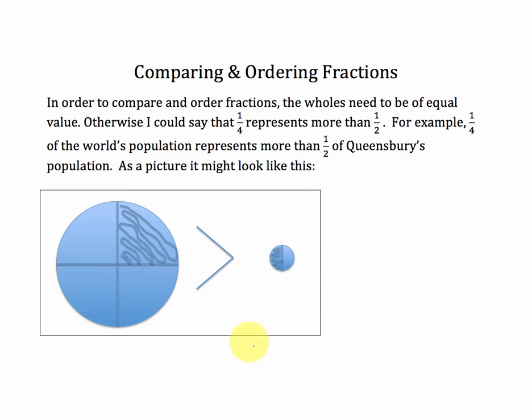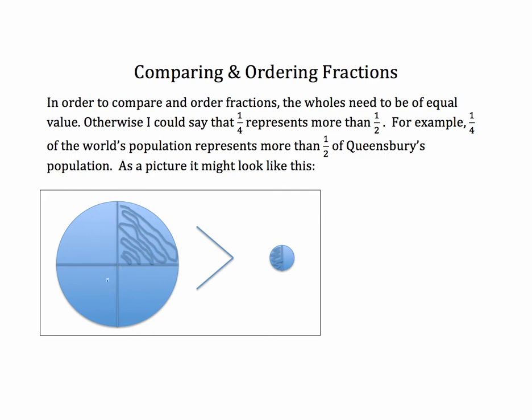As a picture, it might look like this. So here, the larger circle represents the world's population, and I might be looking at just 1/4 of the world's population as compared to Queensbury's population, specifically looking at 1/2 of Queensbury's population. So we can say that 1/4 is larger than 1/2 when the whole populations are different sizes.